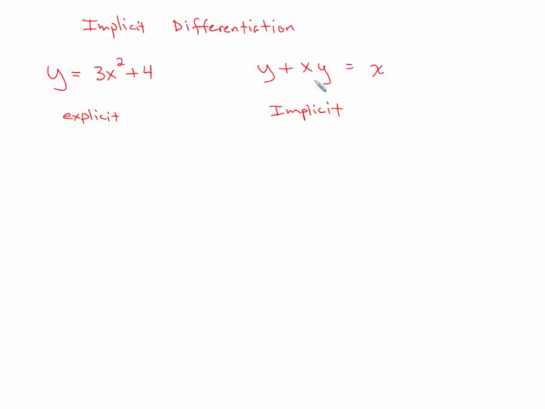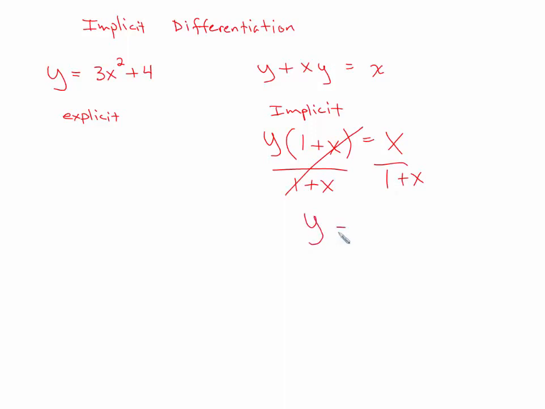Now you notice this problem though, you can do some algebra work to rewrite it so that it becomes explicit. For example, if we factor out the y, we end up with y times 1 plus x is equal to x, and then we divide by 1 plus x, we get y is equal to x over 1 plus x. And now we've rewritten this implicit problem explicitly.